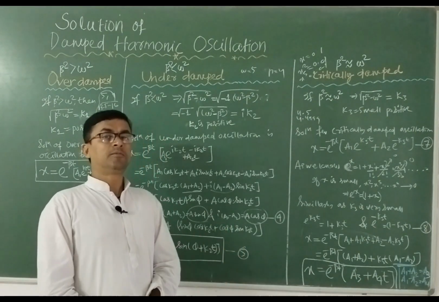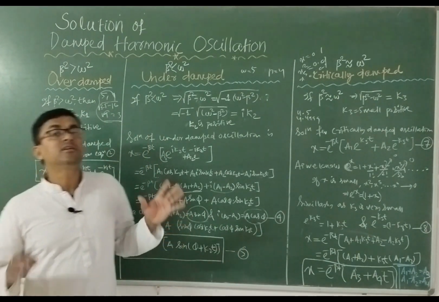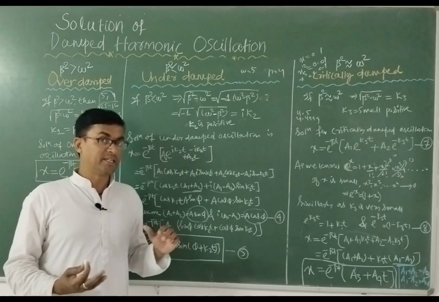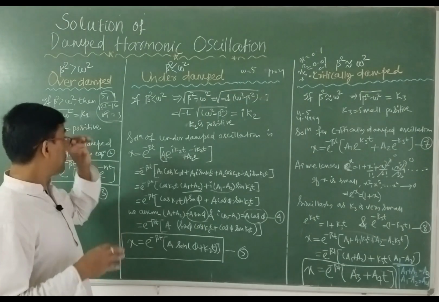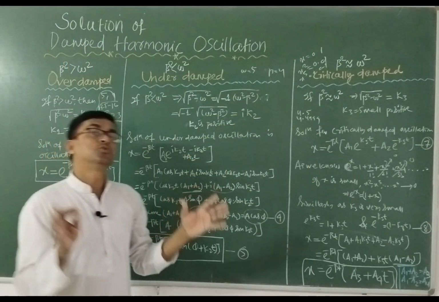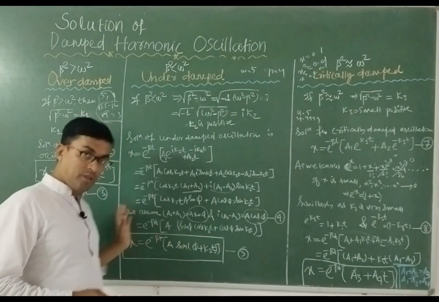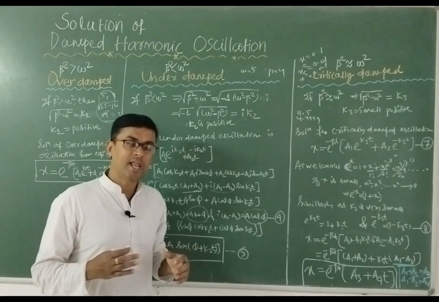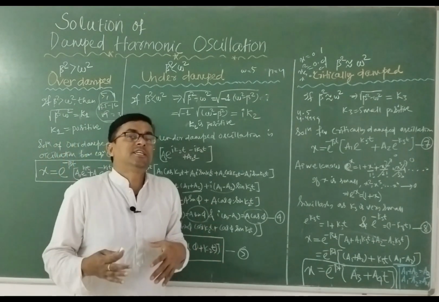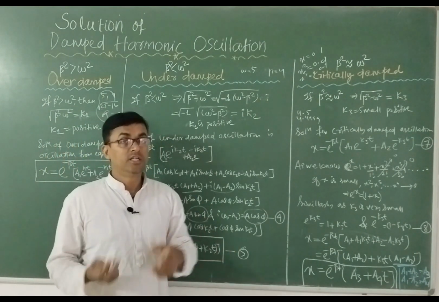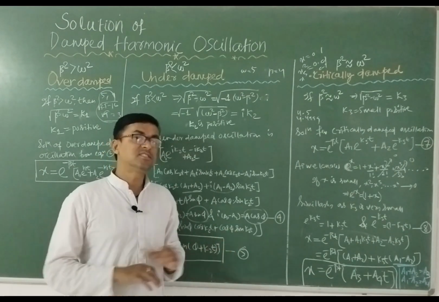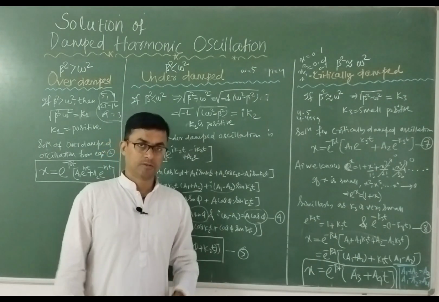So now the time has come to analyze these things in the graph. Because the main objective of this type of motion is the solution of damped harmonic oscillation. Damped means amplitude is decreasing. So now in our three conditions we will analyze how this amplitude, how the displacement is decreasing with respect to time, in terms of a time versus displacement graph. We will analyze these three equations.